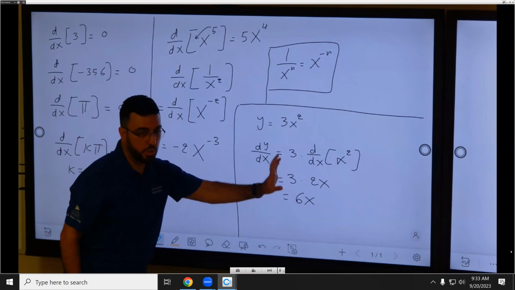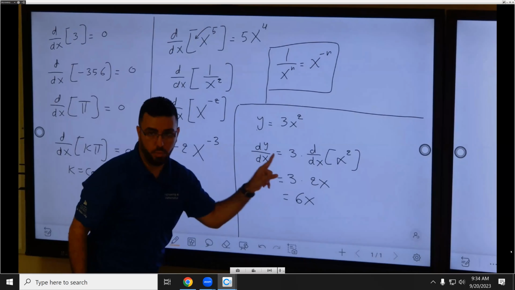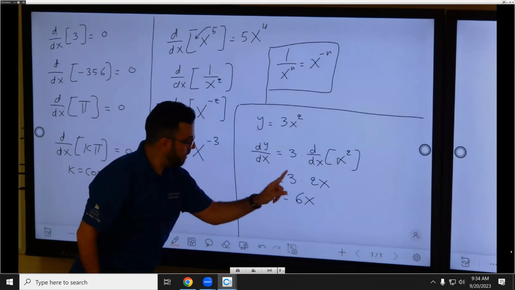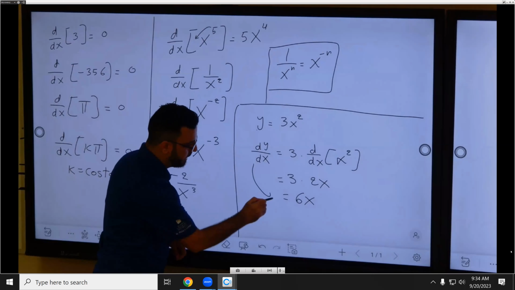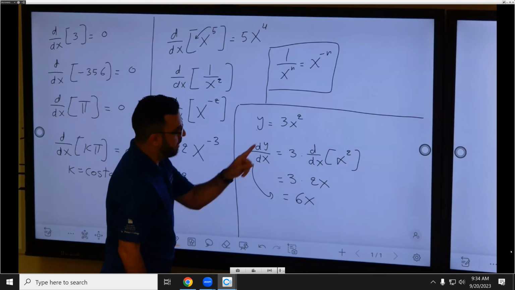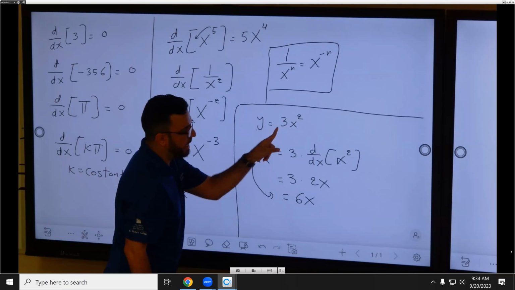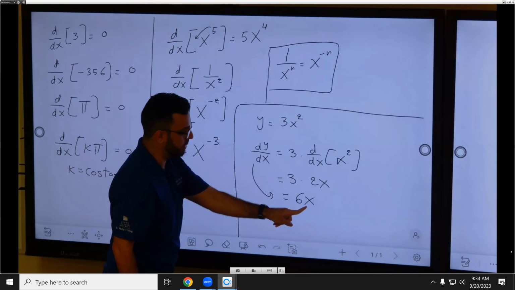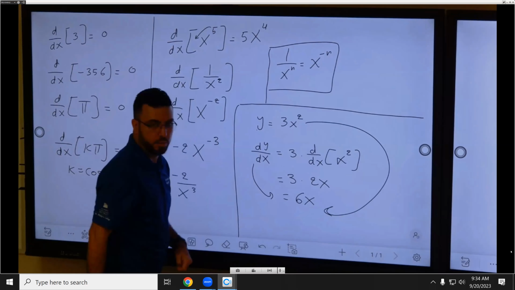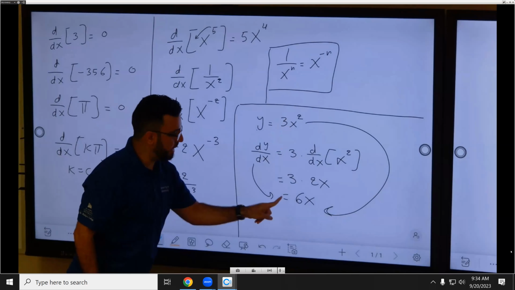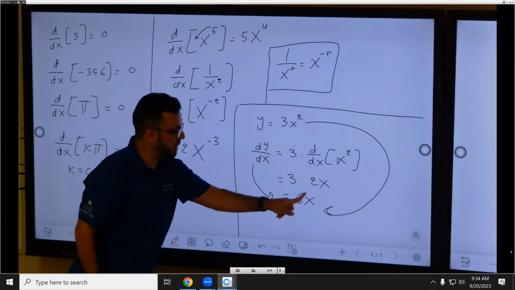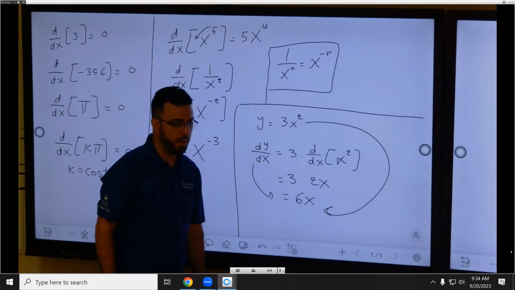Okay, I'm just showing you, it's the same rule. It's the constant times the derivative of the function, okay? You just have to go from here to here. You're gonna say, okay, 2 times 3 is 6. Here is the x, 2 minus 1 is going to be 1. So you can just jump from here to here. You're just gonna say 2 times 3 is 6, and x, 2 minus 1 is going to be 1, okay?